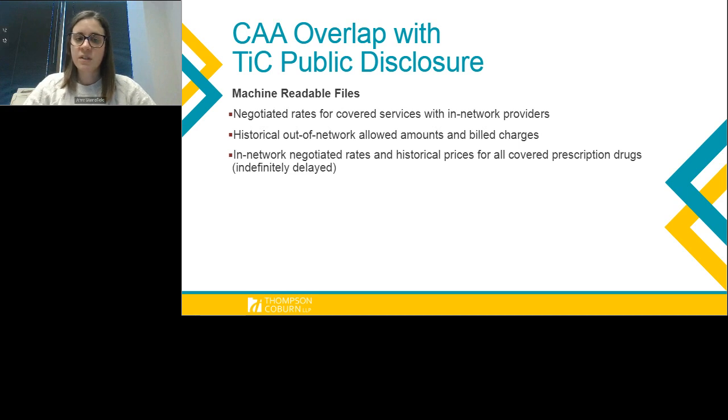Again, the first two, the in-network provider and out-of-network allowed amounts, are pushed to July 1 of 2022, and the prescription drug file, that requirement is being delayed indefinitely as we sort of wait for more guidance on that.